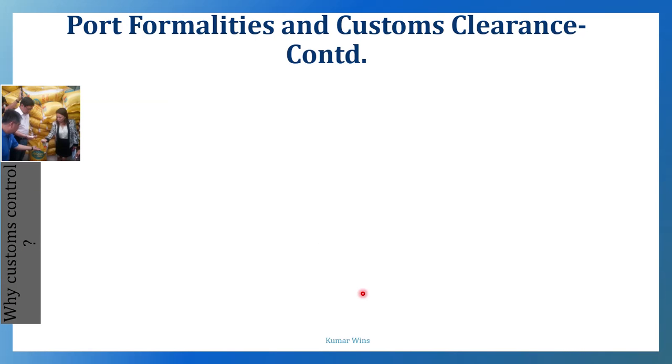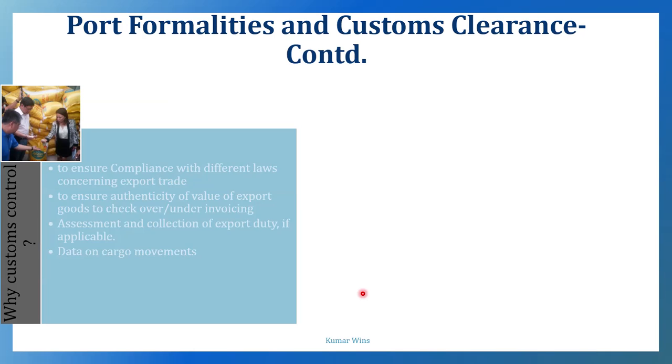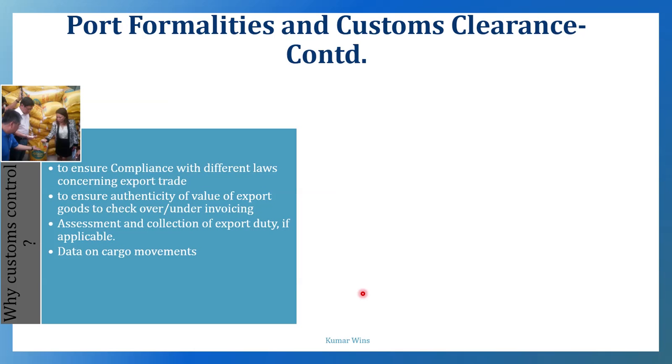Now the question is, why do we need to have this customs control? What is the purpose? What are the objectives? Okay, so the objectives are very clear if you just have a look at it. It's to ensure that the goods which are moving out of the country are moving only after compliance with different laws concerning export trade. Okay, the second objective is to ensure that the value of export goods is authentic, so there is no over invoicing or under invoicing.